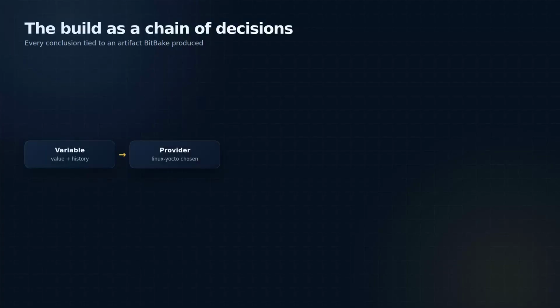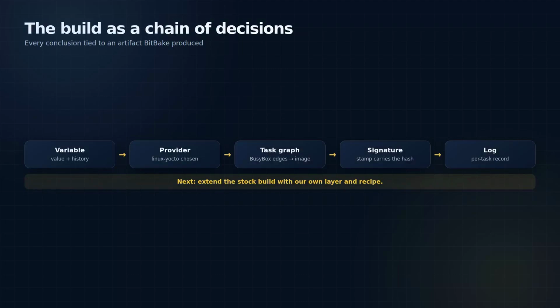We can now read a build as a sequence of decisions rather than a mystery. A variable's value came from many operations, and the query tool showed both the result and its history. An abstract dependency was resolved to one recipe and version by preference variables. The task graph showed how BusyBox's tasks connect to the image's assembly. Each task carried an input signature, and the stamps showed which tasks were restored from shared state instead of executed. Finally, each task left its own log. Every one of those conclusions came from an artifact BitBake produced, and none of them required rebuilding the image.